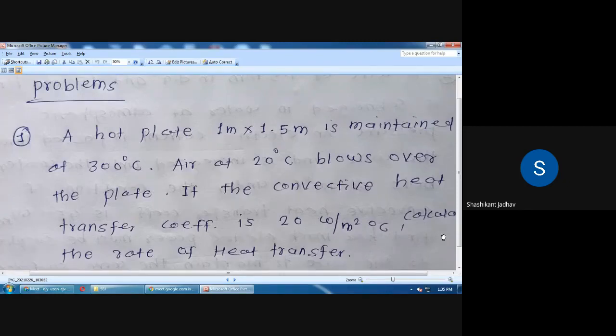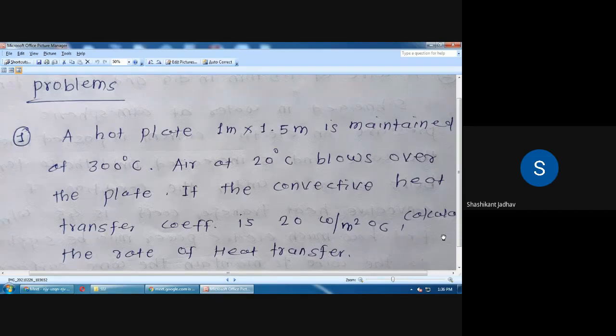From this value, the heat transfer coefficient, in so many problems they do not state whether the problem is related to conduction or convection. How to understand this? If the problem gives the value of thermal conductivity, then it is related to conduction. And if the problem gives the value of heat transfer coefficient, that is watt per meter square degree Celsius, then it is related to convection.